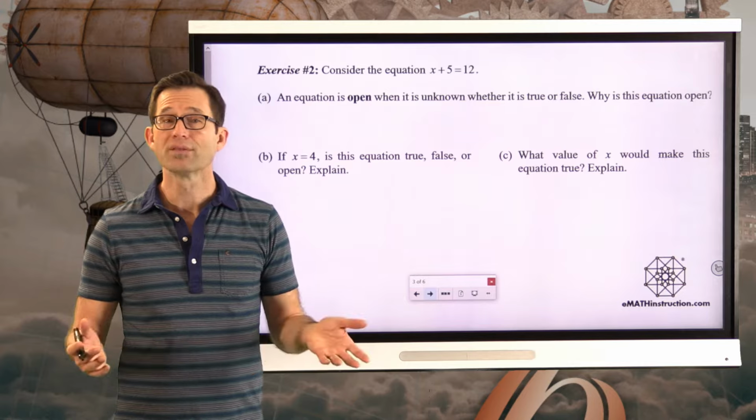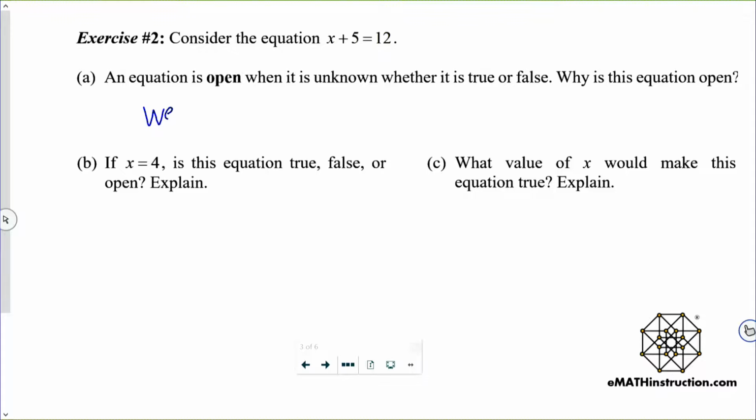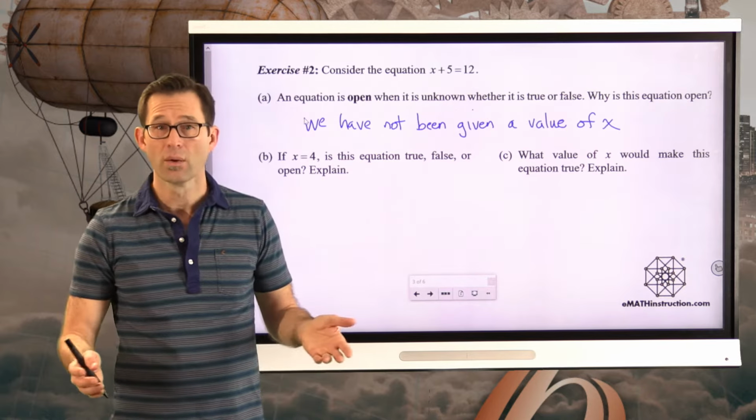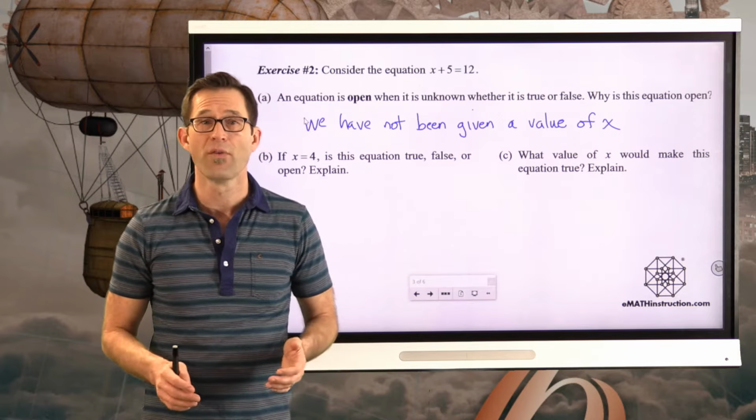Well, simply put, it's open because we don't have a value for x. Or how about this? We have not been given a value of x. Once we're supplied a value of x, then we can judge whether x plus 5 is equal to 12, in which case it would be true, or whether x plus 5 is not equal to 12, in which case it would be false.